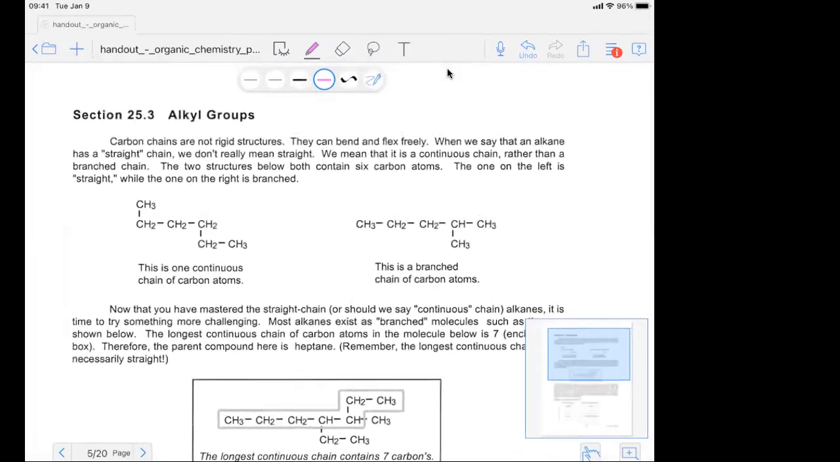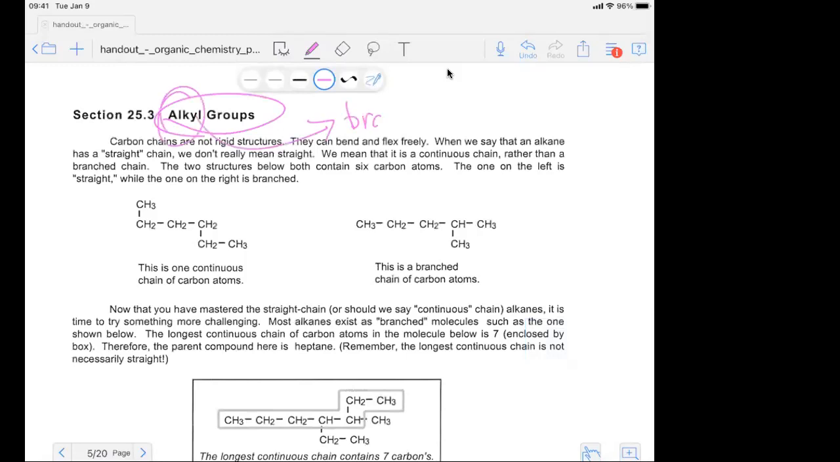So the last part for alkanes is with alkyl groups. Now, alkyl means branch. So carbon chains are not rigid structures. They bend and flex freely, which I mentioned yesterday because they are single bonds. So when we say that an alkane has a straight chain, it doesn't always necessarily mean straight. It means that it's a continuous chain rather than a chain that has a branch on it. So there's 2 structural formulas that you see there. They both contain 6 carbon atoms, so they are both isomers.